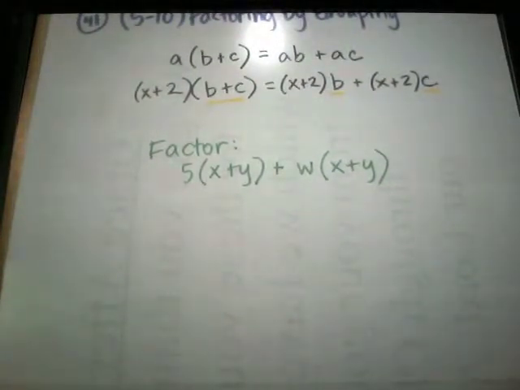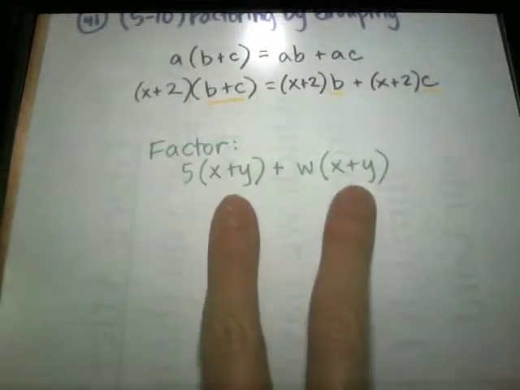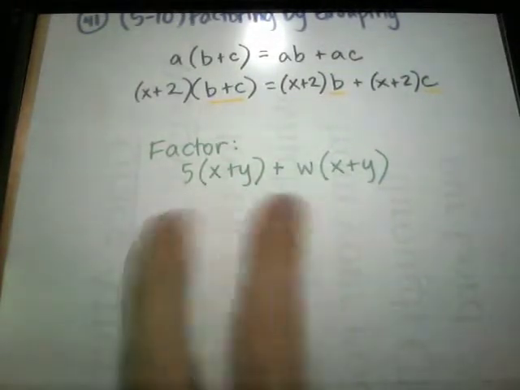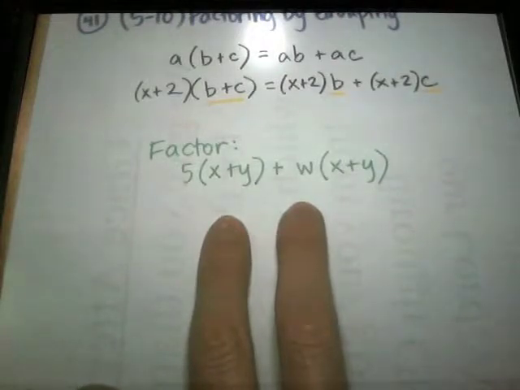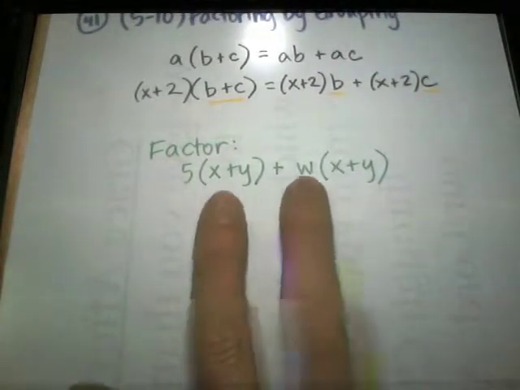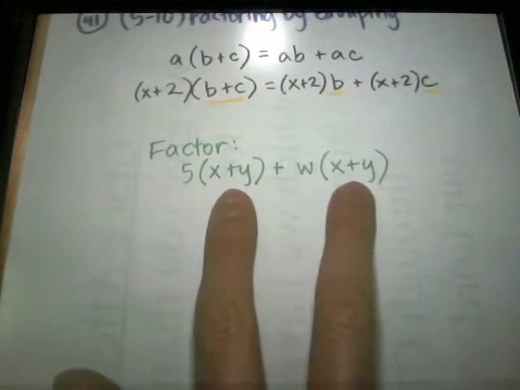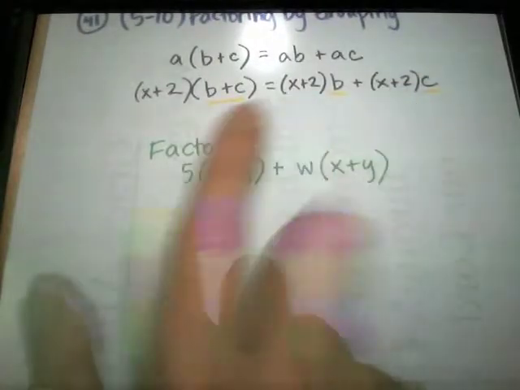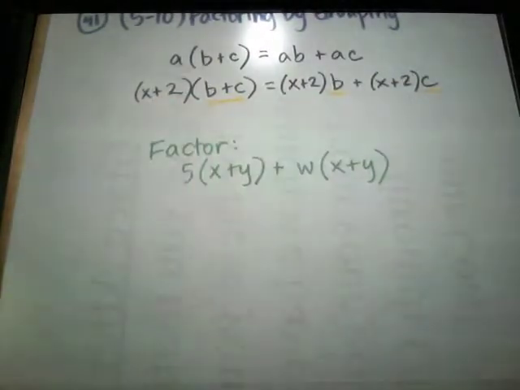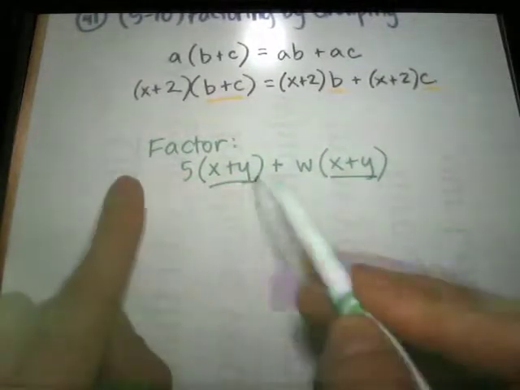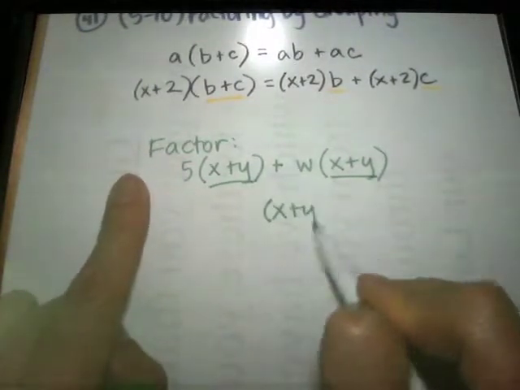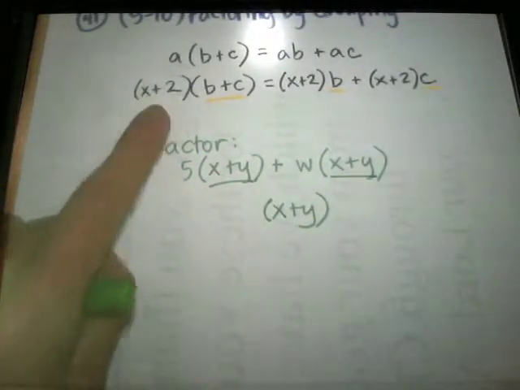Again, notice what's the same in both. The binomial x plus y appears in both terms. If I want to factor this, and I realize, hey, that was the same in both. Look up here, this was the same in both. Well, it's one of the binomials. So if it's the same in both, I keep it. Hey, that's one of the binomials.